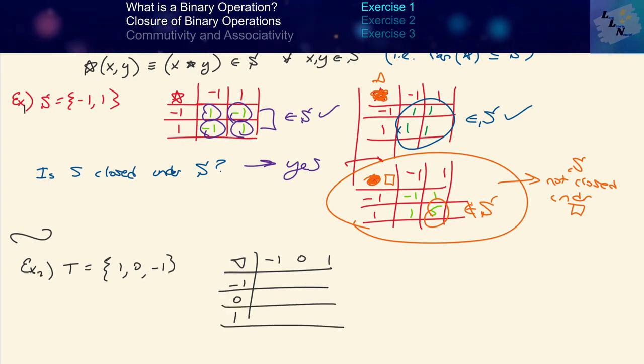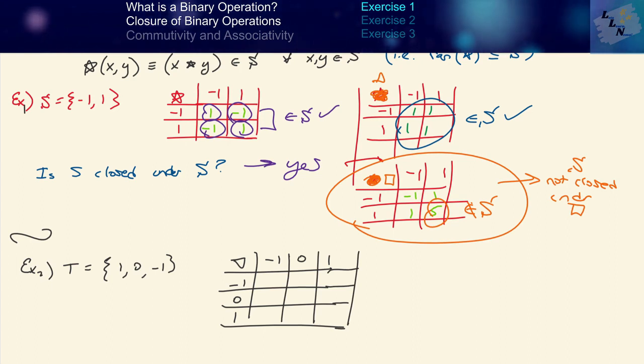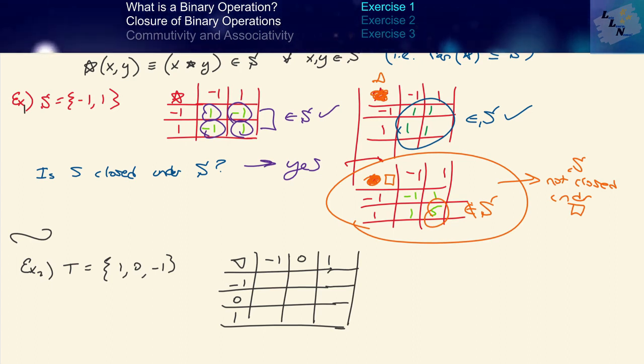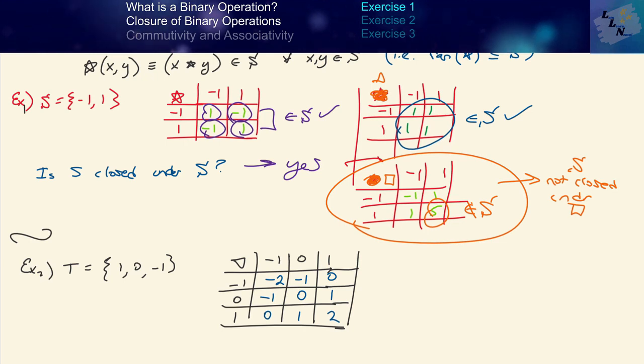And how do we want to define this? Let's define the upside down triangle, or nabla as some people call it, to be like standard addition. So that's going to be -2, -1, 0. That's going to be equal to -1, 0, 1. This is going to be 0, 1, and 2. So if we define nabla this way, is T closed under nabla?